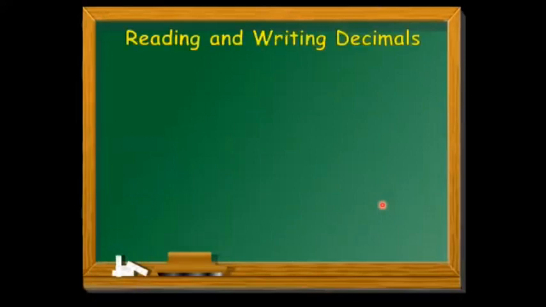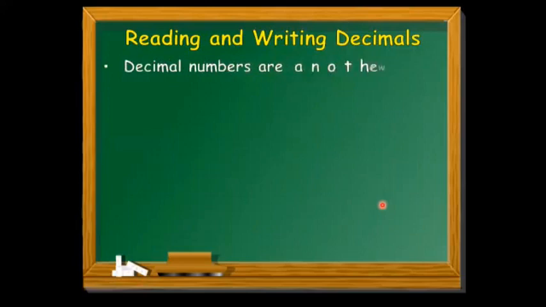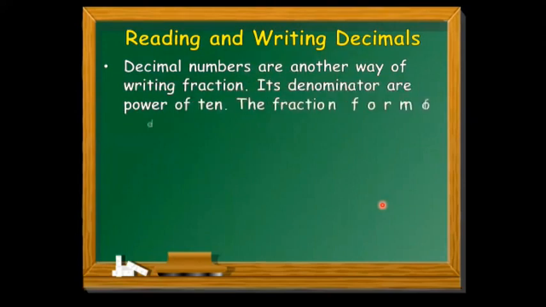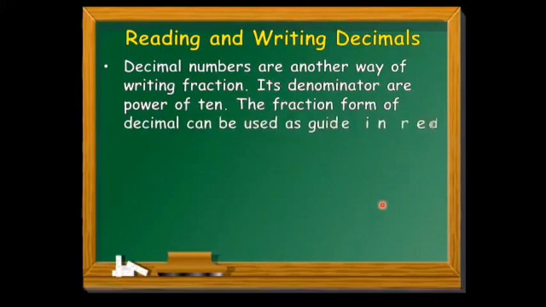We'll start with the graph as well, the same. Okay. So reading and writing decimal numbers. Decimal numbers are another way of writing fraction. Its denominators are powers of 10. And then the fraction form of a decimal can be used as a guide in reading the decimal number.